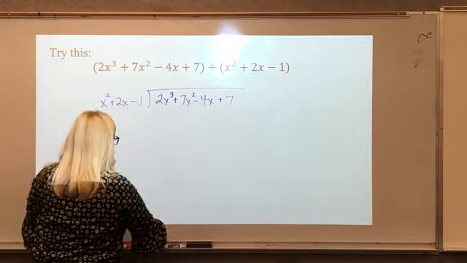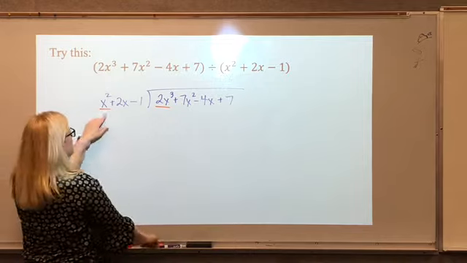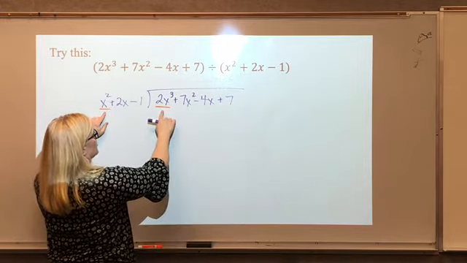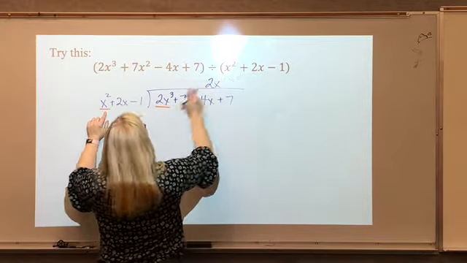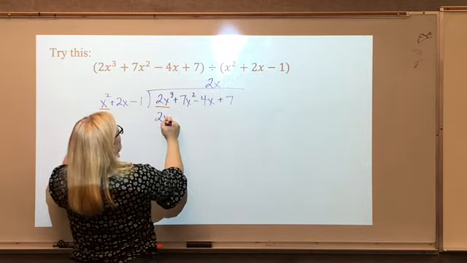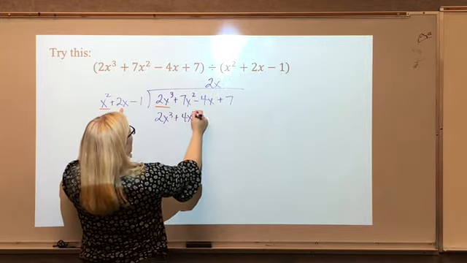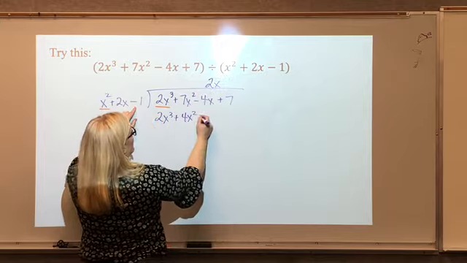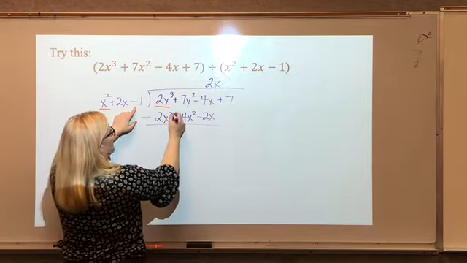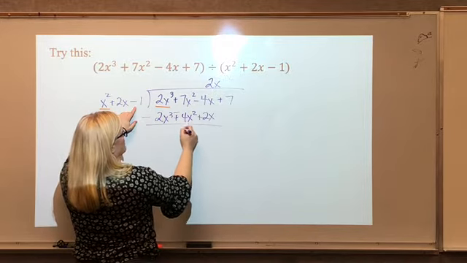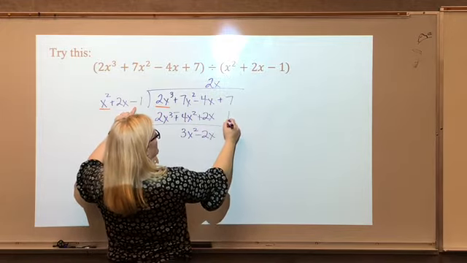All right, again, we're just looking at this one. What times x squared gives me 2x cubed? Well, it's 2x. 2x times x squared, 2x cubed. 2x times 2x is 4x squared. And then 2x times negative 1 is negative 2x. And we're going to subtract, so we change all the signs. So this gives me 3x squared minus 2x, drop down the 7.